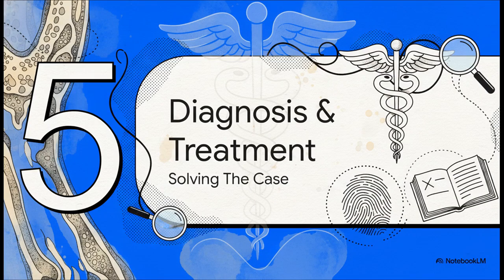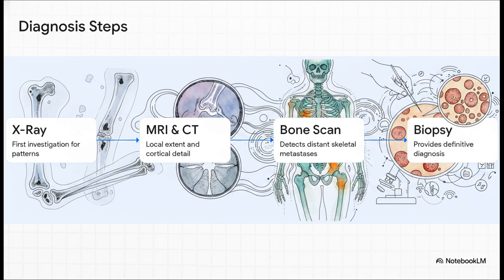Section 5. Solving the case. How do we actually nail down the diagnosis in the real world? The detective work always follows a logical sequence. You start with a simple X-ray. That's always your very first investigation to spot lytic or sclerotic lesions.